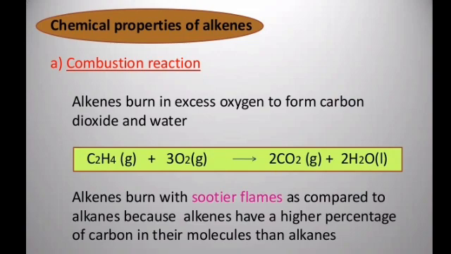Chemical properties of alkenes. First, combustion reaction. Alkenes burn in excess oxygen to form carbon dioxide and water. For example, we have here ethene that is burned in oxygen to produce carbon dioxide and water.